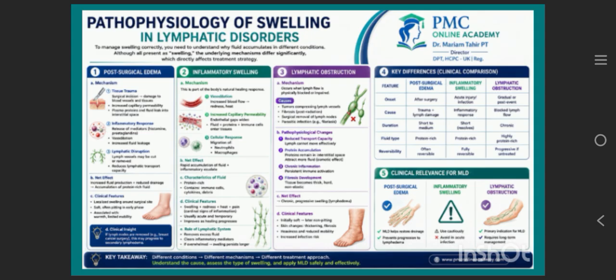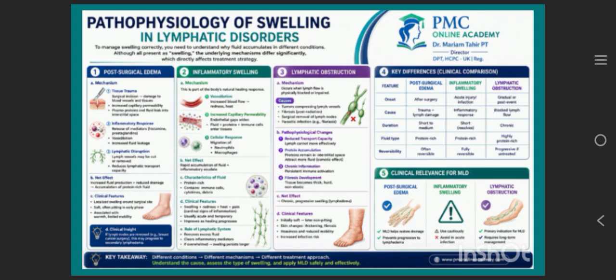Firstly, MLD helps restore drainage. Secondly, it prevents progression to lymphedema. That is the clinical relevance regarding post-surgical edema for MLD. Okay, and for inflammatory swelling, use cautiously. You should take it cautiously. Avoid in acute infection.